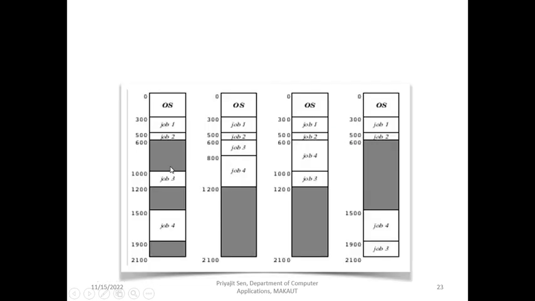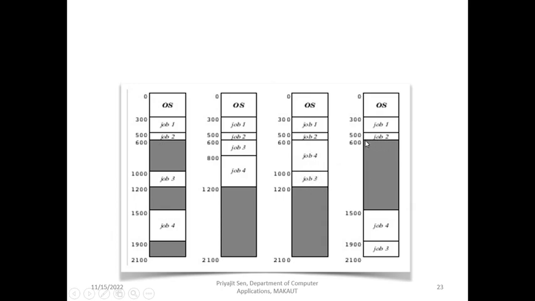So from this particular figure, if you are getting this one, or this one, or this one, these are actually compaction. All the allocated locations are kept on one side, and all the free locations are kept on another side. Here also the same thing. The difference is that in this case they have taken job 3 first, job 4 later. In this case they have taken job 4 first, job 3 later.